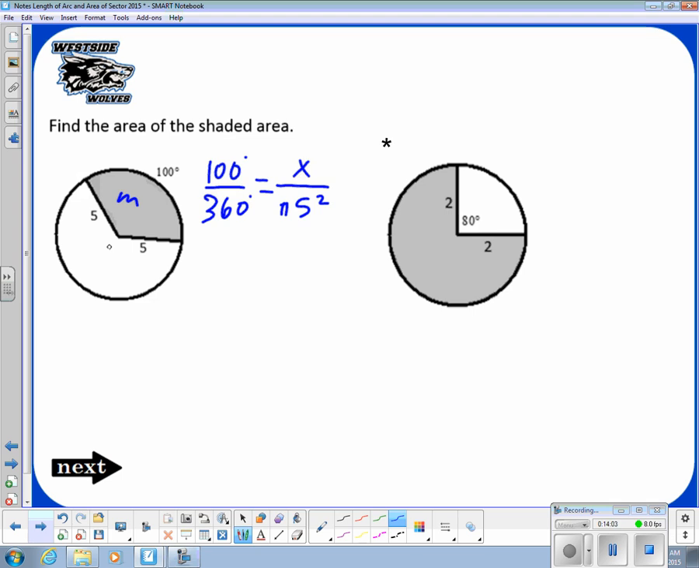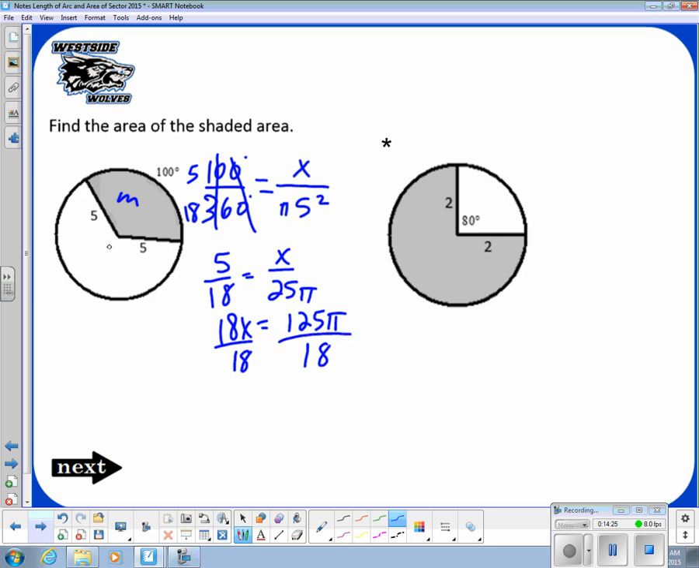So before I start multiplying things out, I simplify here, and I simplify here again. 2 goes into that 5 times, 2 goes into that 18. So we have 5 over 18. So 5 over 18 equals x over 25 pi. And so that's 18x equals 125 pi. Divide by 18, divide by 18. I cannot simplify that, so my area is 125 pi all over 18. Since there are no units, we'll just use the common units squared. This is area, so we use units squared.